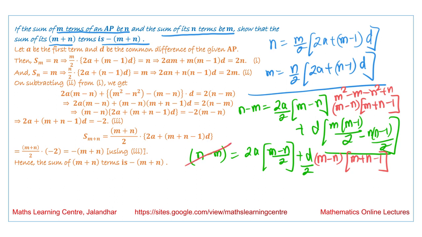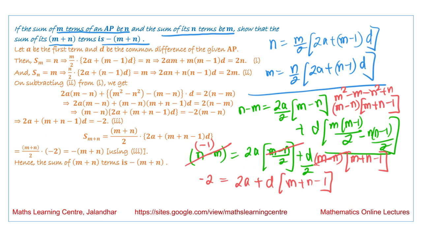Now this m minus n gets cancelled, we are left with minus 1 over here. So what we obtain from this is that minus 2 is equal to 2a plus d into m plus n minus 1.